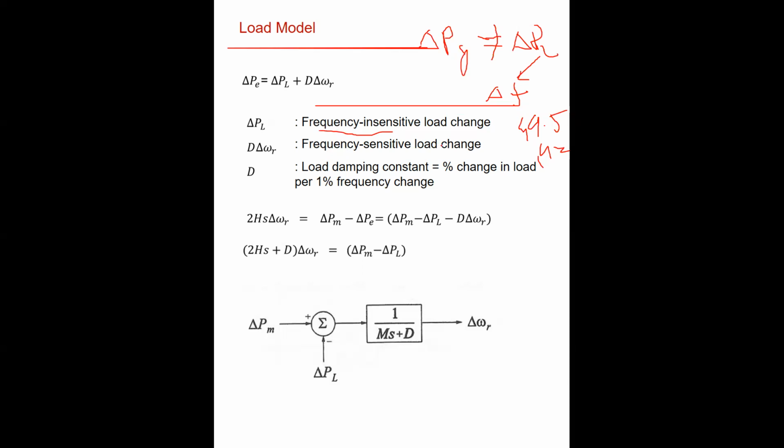Just see, because this is 49.5, that means the load has increased. Am I right? Load has increased, so the frequency drops. Now, if it is a lighting load, then because of the drop in the frequency, the power drawn by the lighting load has not reduced. Am I right? It has not reduced, or basically it has not increased, right?